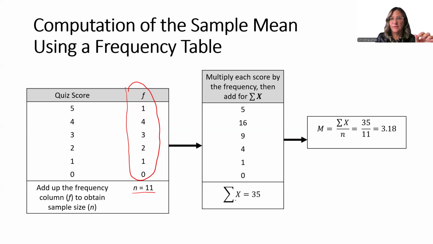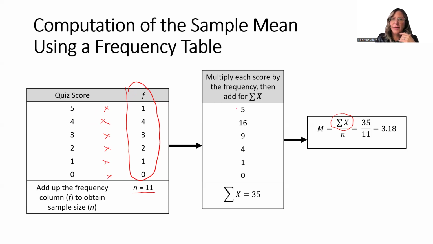which is right here in the numerator of the equation. But that isn't the sum of X, because two people scored 2, so you have to count 2 twice. So a way to do that is basically take your F and multiply it by the score. So in this case, it's F times X. So 5 times 1, 4 times 4, 3 times 3, 2 times 2, 1 times 1, and 0 times 0.